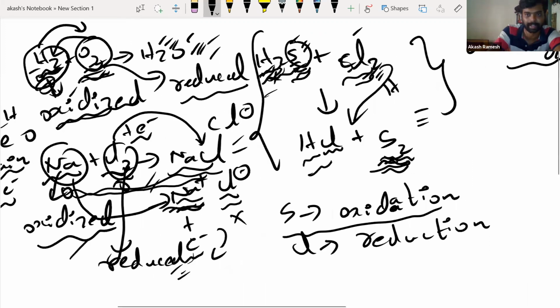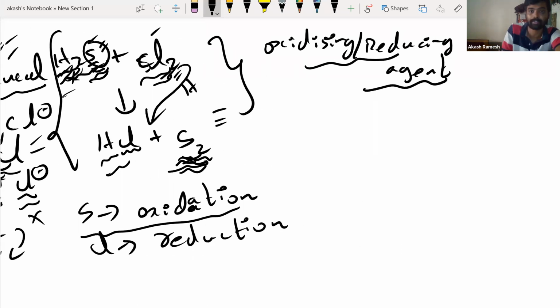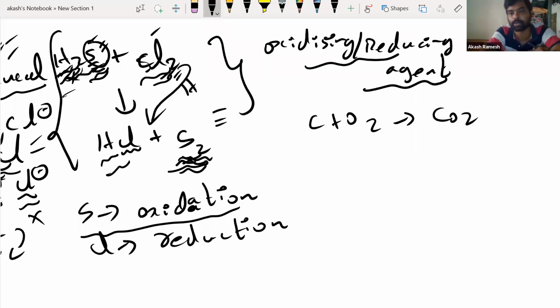For example, I can tell you this. There's a common question people will ask: sir, if I have this reaction, C plus O2 giving CO2, this is an oxidation reaction only, correct? The answer is no. This is not an oxidation reaction, right? I will prove it to you. Please understand, whenever you are speaking about oxidation or reduction, you cannot speak with respect to the reaction as a whole, right?